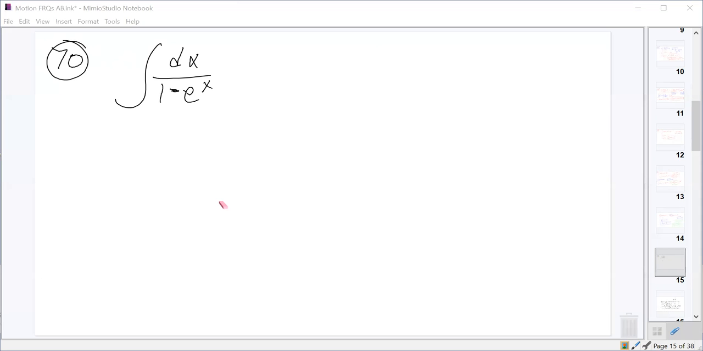Anybody in the Zoom have an idea? Any other way we might be able to try to rewrite this? Nobody? U equals 1 minus e to the x. Okay, we can look at that. If u equals 1 minus e to the x, what would du be? Should just be negative e to the x dx, right? What's that going to do for us? Anything?